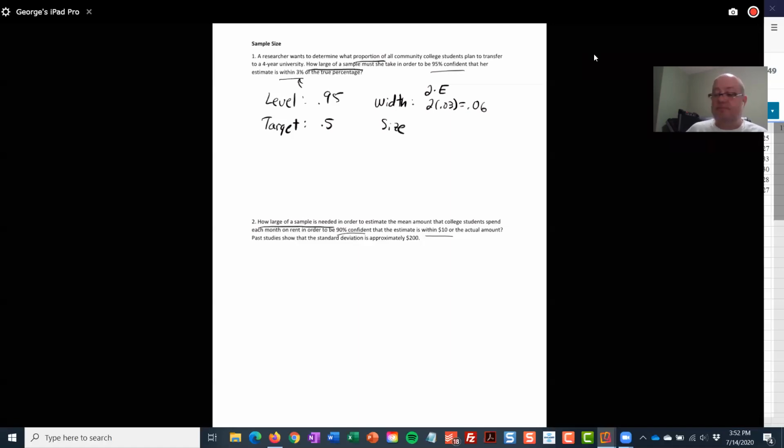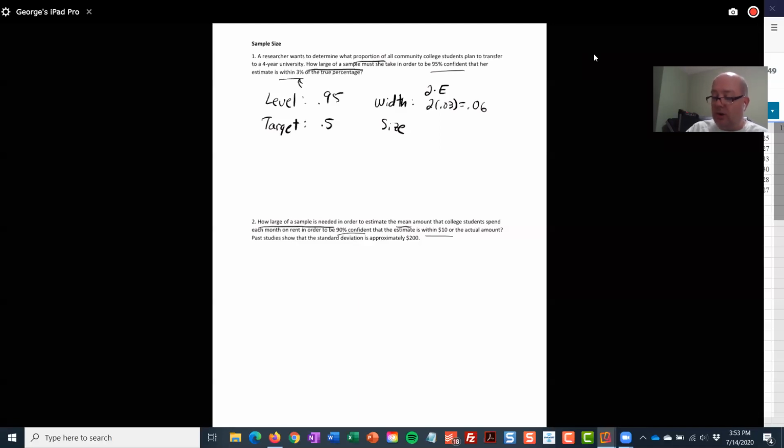Now for the second one, is this a proportion or a mean? This researcher is trying to estimate the mean amount that college students spend on rent. So if you were to gather this data, besides it saying mean, you would ask students, how much do you spend each month on rent? You're going to get a numerical answer. When we're talking about numerical data, we're dealing with means rather than proportions.